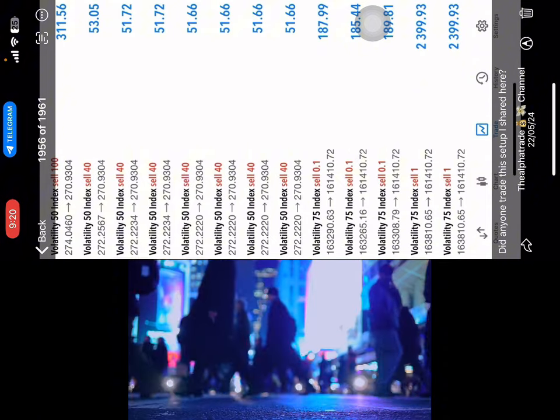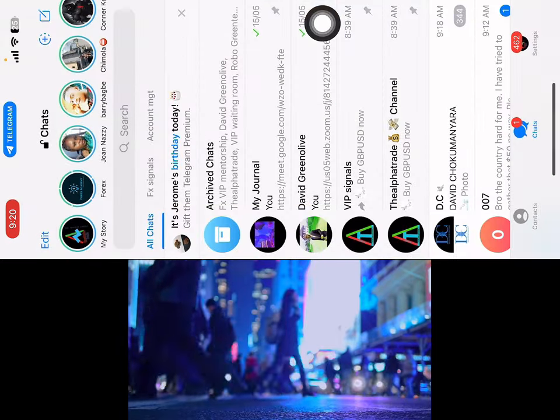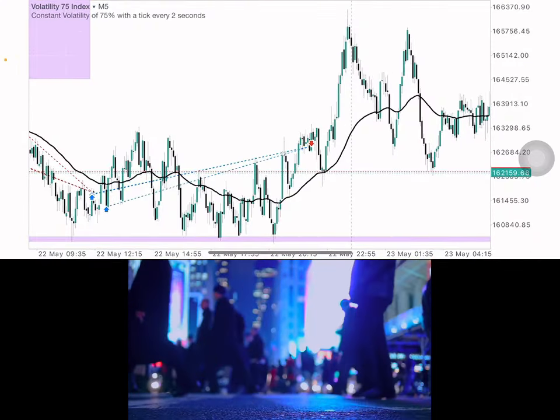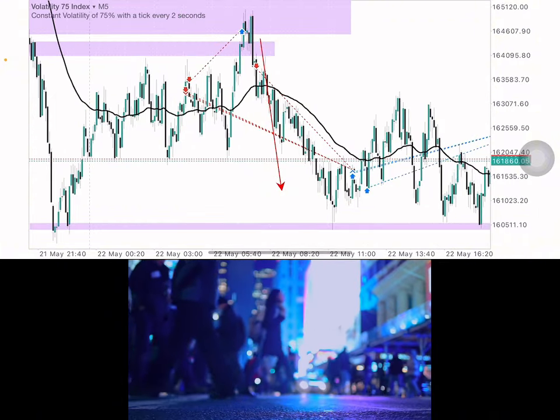I'm also going to show you how I traded the one you are seeing here on VIX 50. So the same method, the same strategy I used. So let's go back. Let me show you guys how I actually did it. Yeah, so this is it, and I made money from VIX 75. Now let me show you VIX 50.